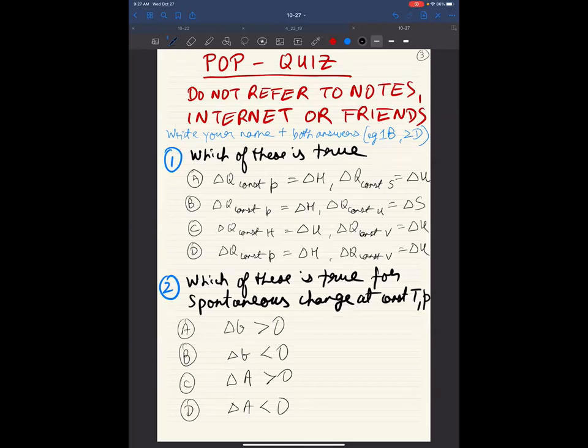Part 2, constant temperature and pressure. Who thinks it is C? Who thinks it is B? Good. Most of you got it right. I do see some wrong ones. So I'm not going to give it back to you. You know if you got it right.